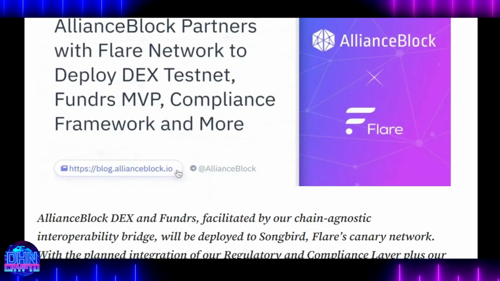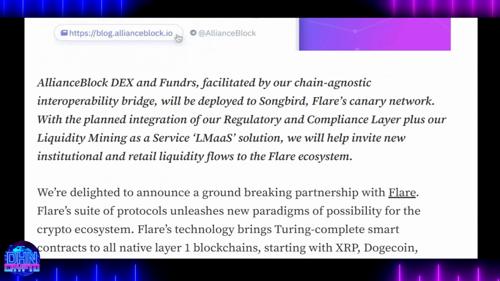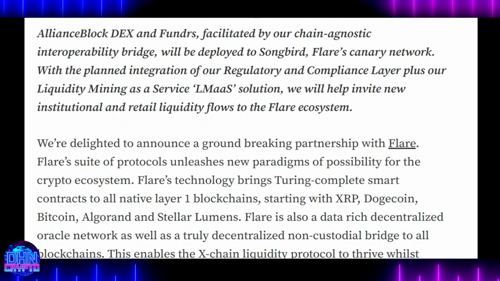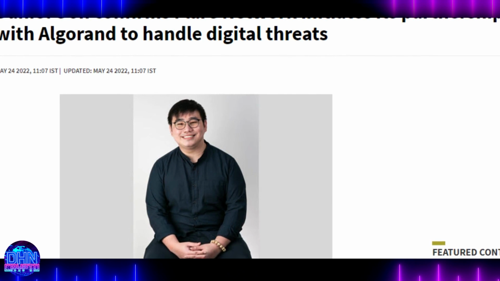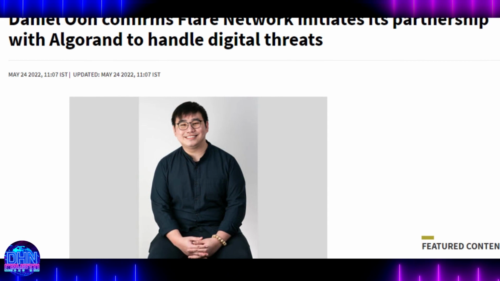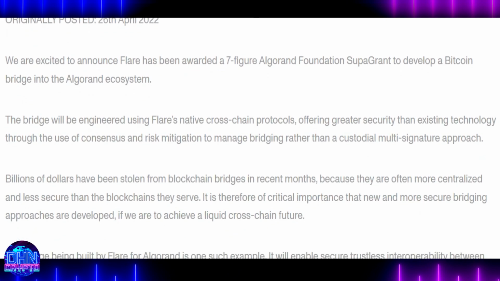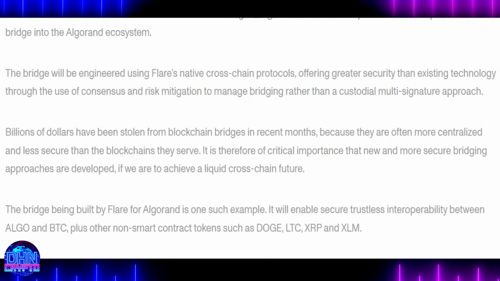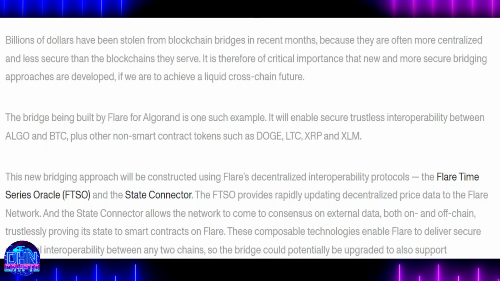Through this partnership, they look to increase the efficiency of capital in decentralized exchanges. These services are currently running on the Songbird testnet. In May of 2022, Algorand joined the FLR network ecosystem with the goal, similar to Alliance Block, to increase the efficiency of money flowing in and out of DeFi protocols. In October, they also received a 7-figure super grant from the Algorand Foundation for developing a Bitcoin bridge that will bring DeFi functionality to the Big B.